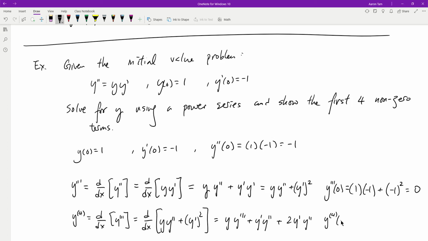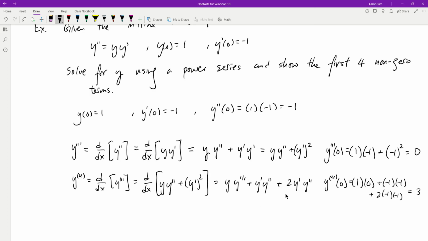So the 4th derivative of y at 0 would equal y, which is 1, times y triple prime, which is 0, plus y prime, which is -1, times y double prime, which is also -1, plus 2 times y prime, which is -1, and y double prime, which is also -1. So it seems to me that this comes out to be 1 plus 2, which is 3, which is good. It's non-zero. So now I'm ready to write out my power series for y.